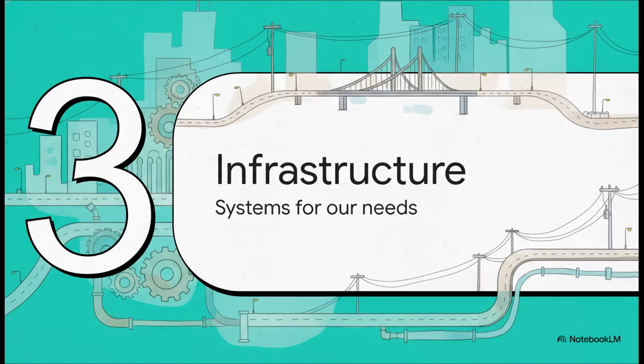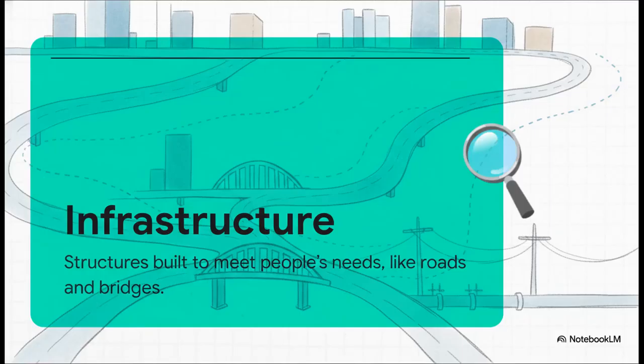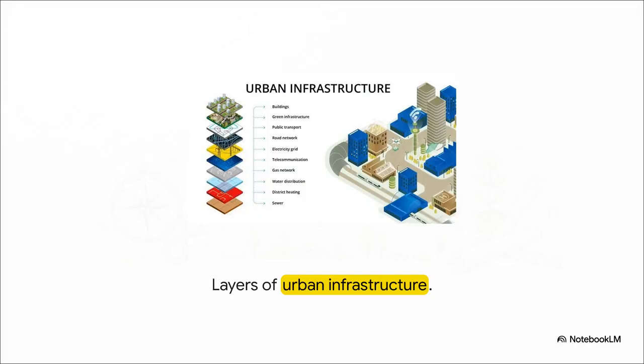Which brings us to Section 3. Infrastructure. Infrastructure is all about the fundamental structures built to meet our everyday societal needs. Think of it like this. If buildings are your destinations, infrastructure is the journey. It comprises the invisible lifelines, the basic systems like roads and bridges that connect everything and allow a modern economy to actually function. The true engineering marvel of a city is how all these layers seamlessly integrate.